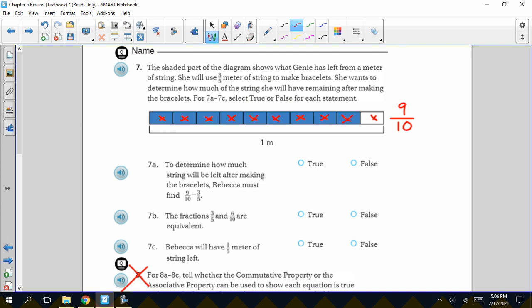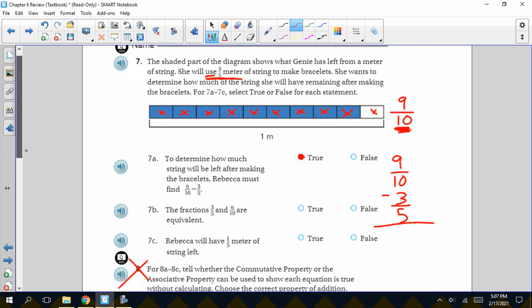If she uses 3/5 of a meter, she's going to be taking that away. So question 7a says to determine how much string will be left after making the bracelets, Rebecca must find 9/10 minus 3/5. That is correct. That is a true statement. She's going to start with 9/10. She's going to take away 3/5. So yes, we are going to start out with 9/10 minus 3/5.